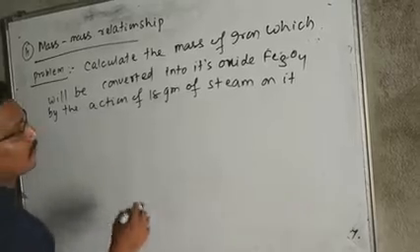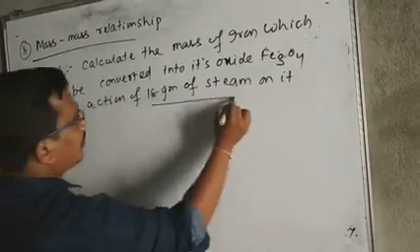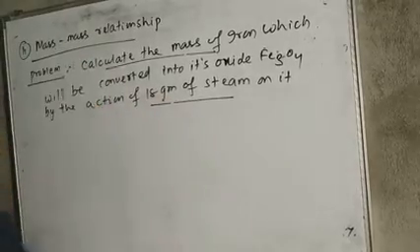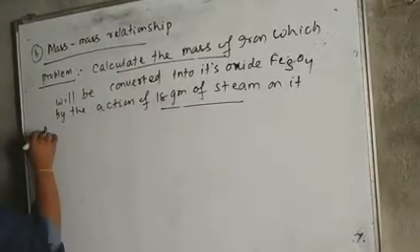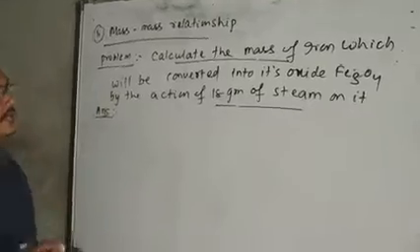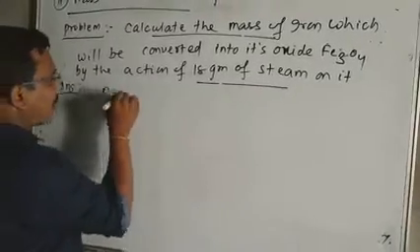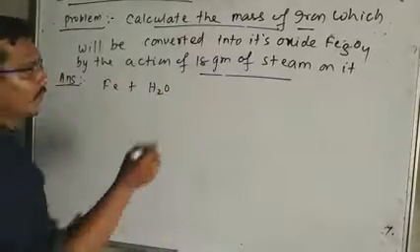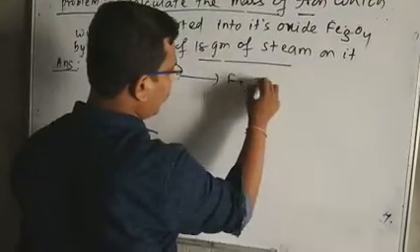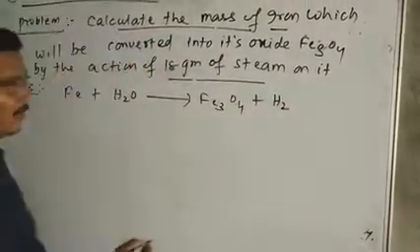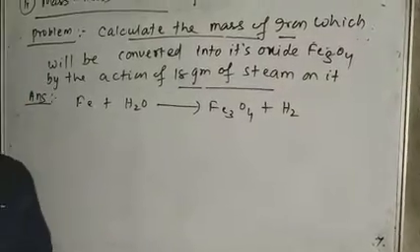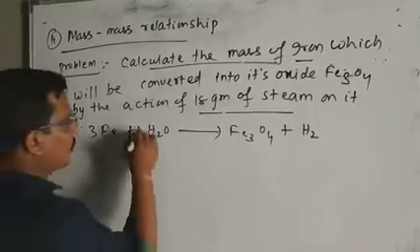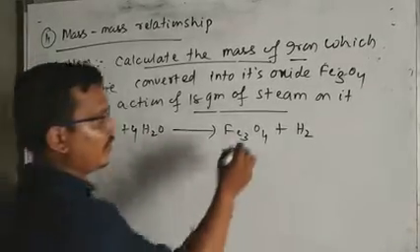Here is 18 gram of steam, and what amount of mass? That is your mass. It is also mass. It is said to be a mass relationship. So the first aim is, what? Write down the equation. Here the iron is the reactant. It reacts with the water H2O, gives Fe3O4 plus hydrogen. If you want to balance the equation, then 3Fe, next is 4H2O, next is 4H2.